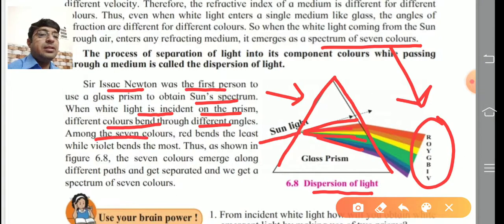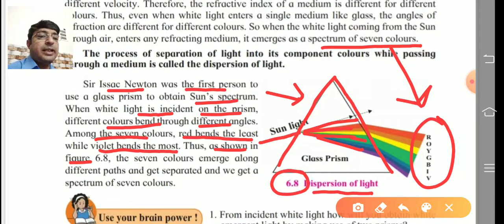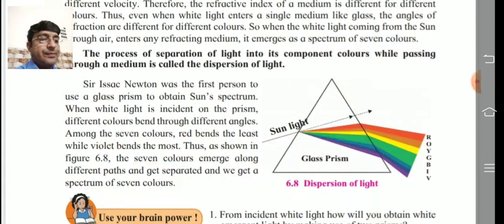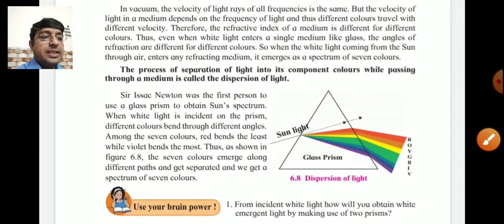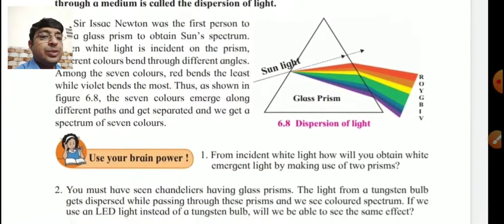Among the 7 colors, observe the figure and underline here. Red color bends the least, while violet color bends the most. Bend means deviate or change direction. Thus, as shown in the figure 6.8, the 7 colors emerge along different paths and get separated, and we get a spectrum of 7 colors. So this concept, dispersion of light, was first studied by the scientist Sir Isaac Newton.